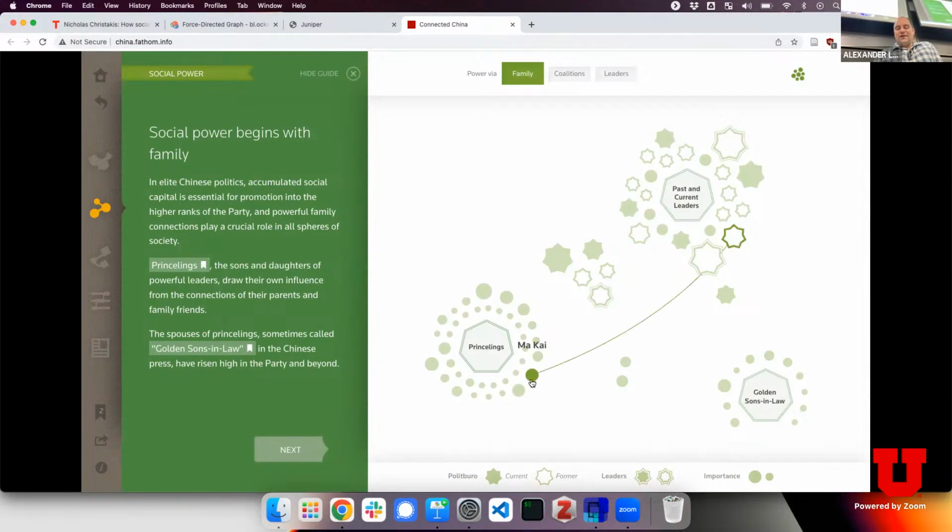So if I hover over the people, you see these connections appear. And we also have tooltips that explain who this person is, right? And how they are connected.